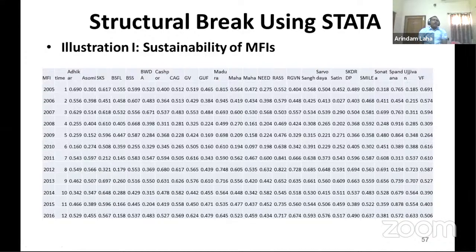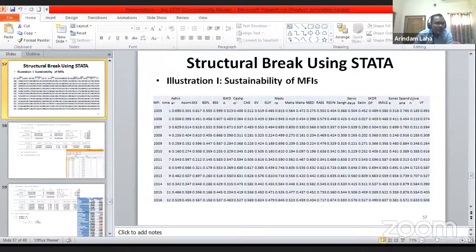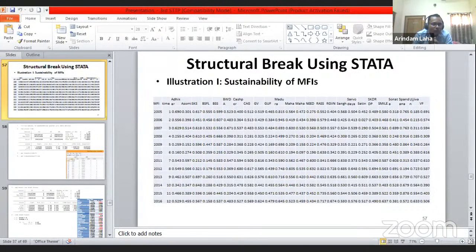Now I have given you a data set. Please consider this particular data set, tab MA5. The MFI is one microfinance institution. We have considered some selected microfinance institutions, and we have a data set from 2005 to 2016. We collected it from the Mix database, the Microfinance Information Exchange. Perhaps you have heard of this website. From this website, we have collected the data.